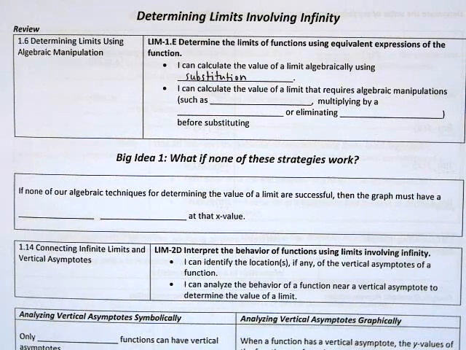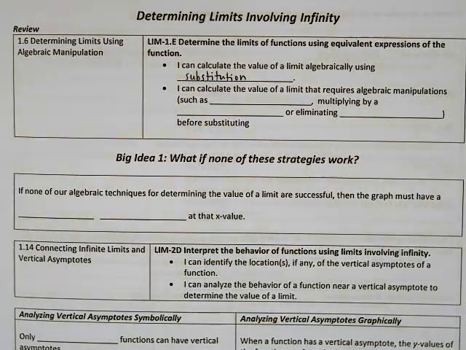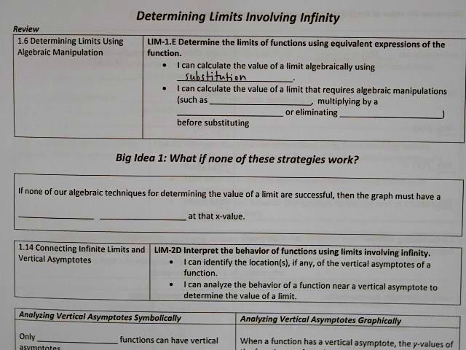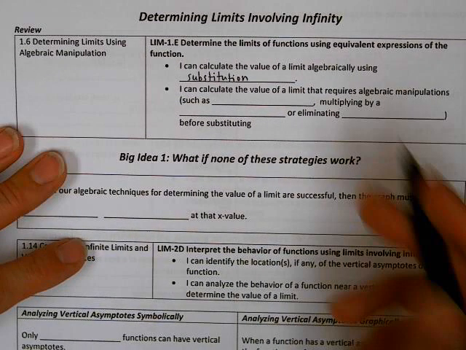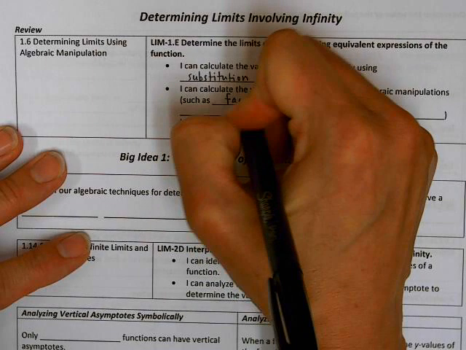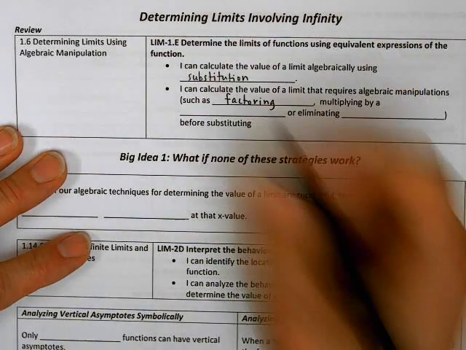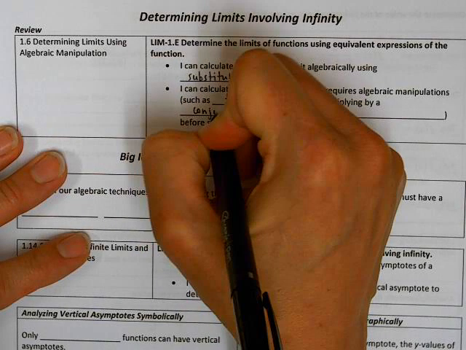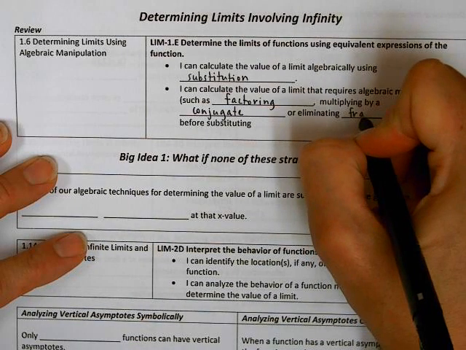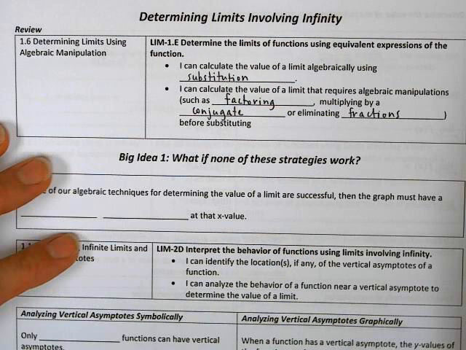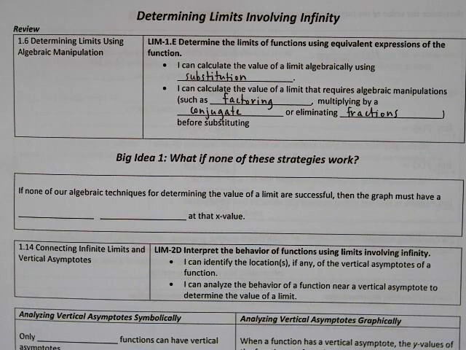So for some of our functions, we were able to just plug in the value and then get the limit value out. However, sometimes that didn't work, so we had to use other methods. So we could calculate the value of a limit that requires algebraic manipulations, such as factoring, multiplying by a conjugate, or eliminating fractions. And then usually once we tried one of those methods, then we could go back, substitute, and get the value of the limit.